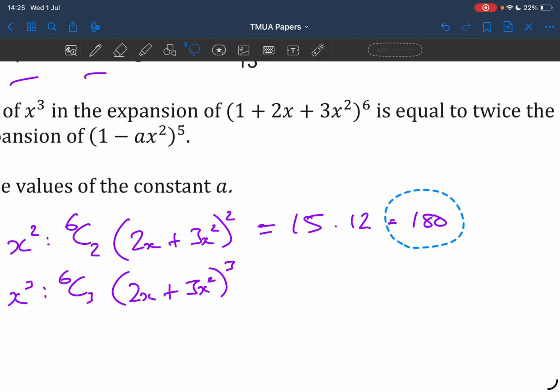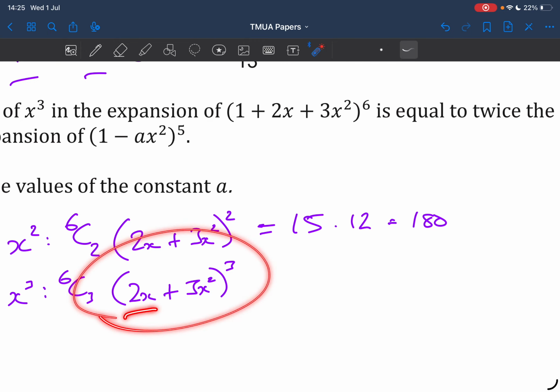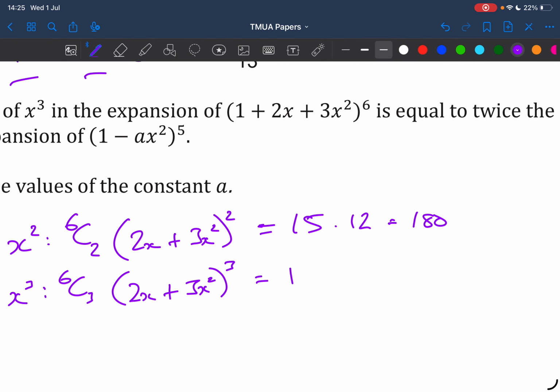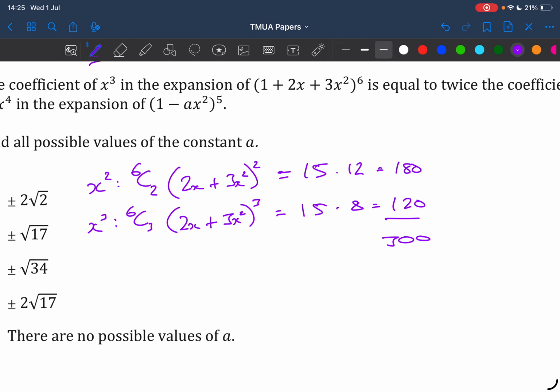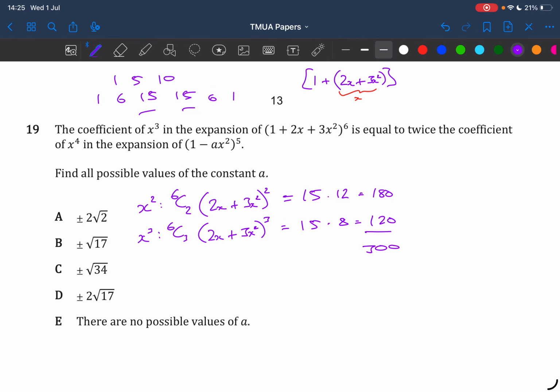180, that's good. Looking at this one then, it's going to be the lower bit. So again, I will have the 15 from the choose formula. And then I'm going to have 2 cubed, which is 8. So that gives me an answer of 120. So altogether, this should be equal to 300. That's good. Let's look at the power 4 in there then.